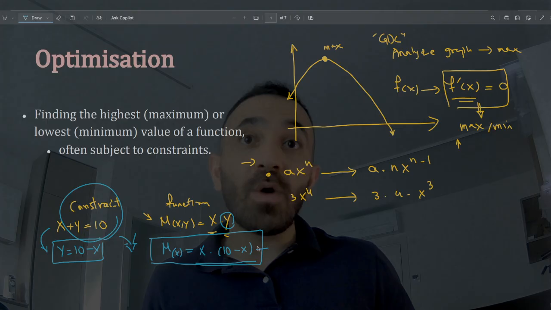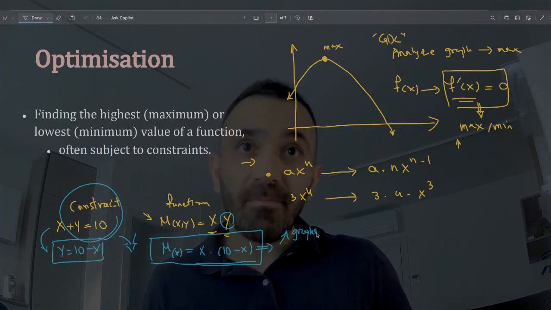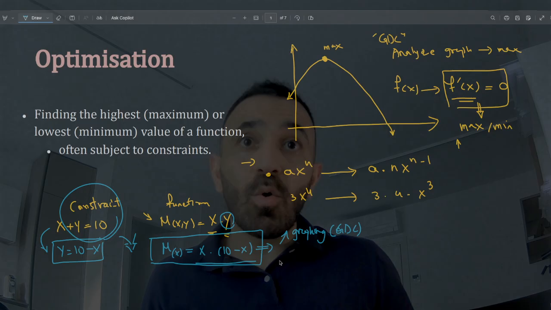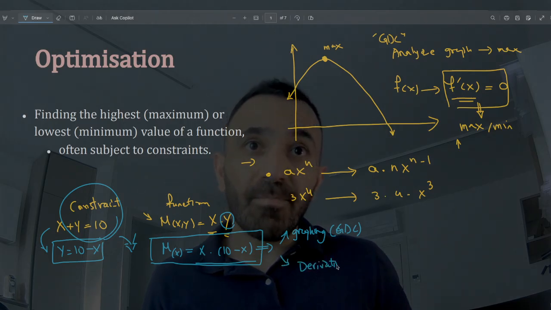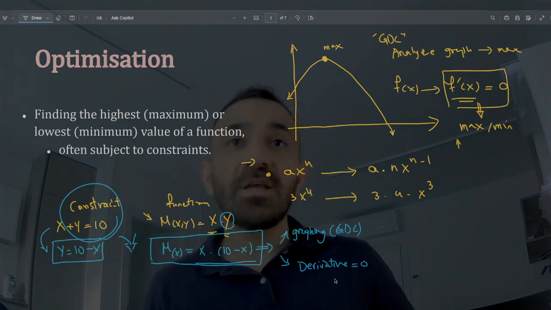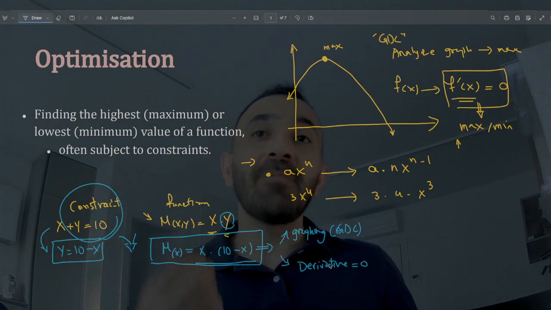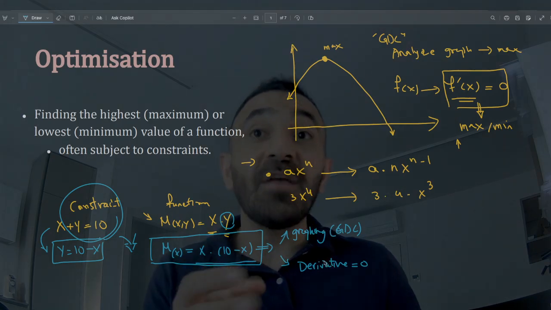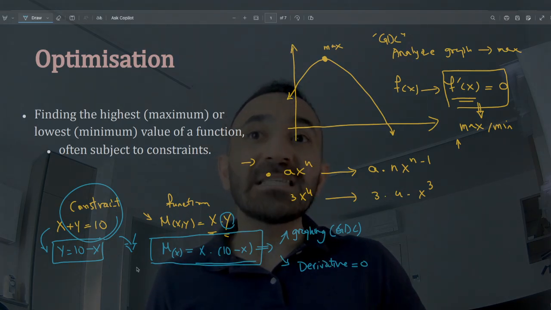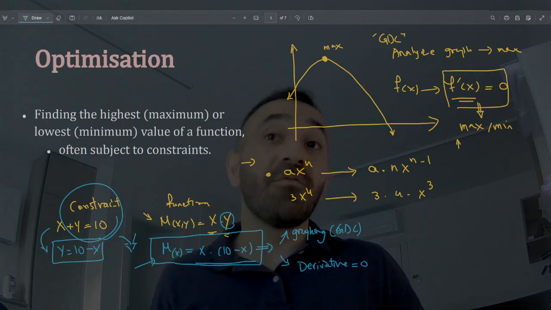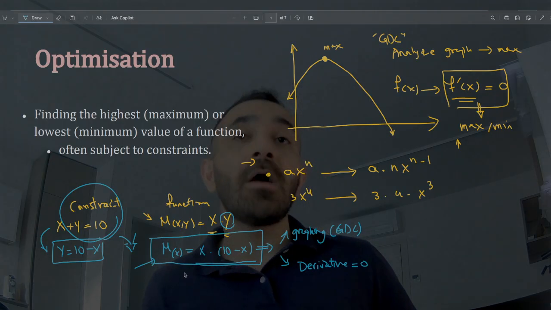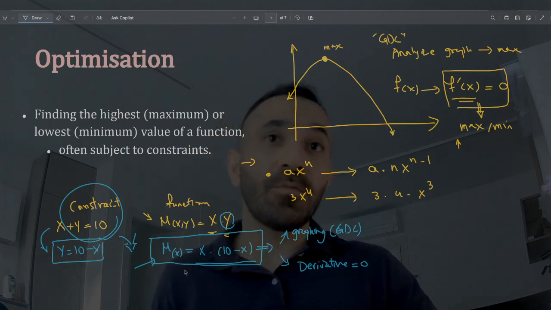You can either go and graph it with your calculator, or you can go and find the derivative and put it equal to 0. Both methods help you to find the value of x at which you have the maximum possible value for this function. Let's go and see. I'm going to do both methods for you, okay?